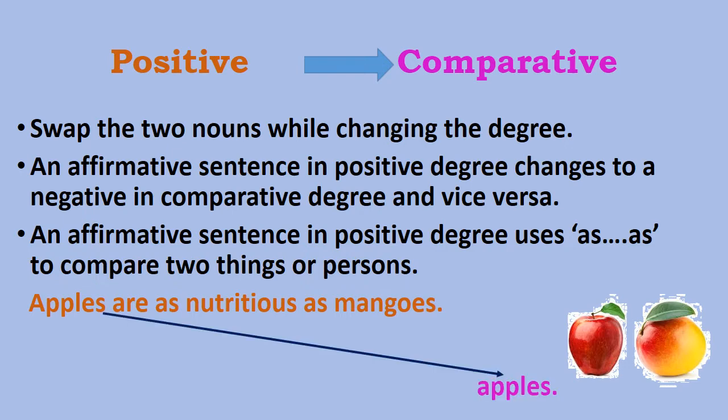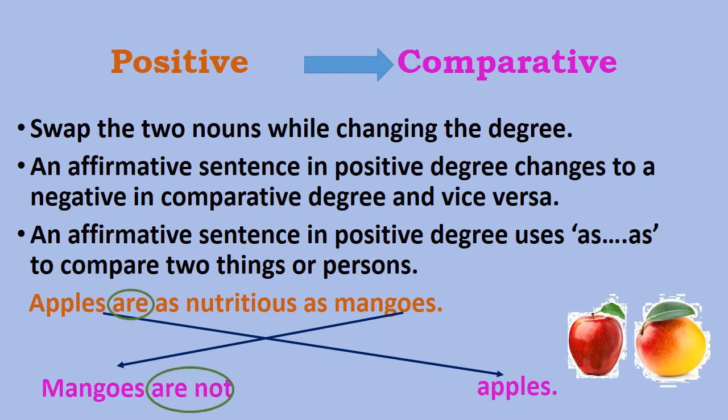Apples, which is in the beginning, goes at the end. Mangoes, acting as an object, now will come in the beginning of the sentence. Then the second thing is an affirmation changes to a negation. So are will change to are not. And then the change in the degree, as nutritious as will change to more nutritious than. So our sentence becomes: mangoes are not more nutritious than apples.